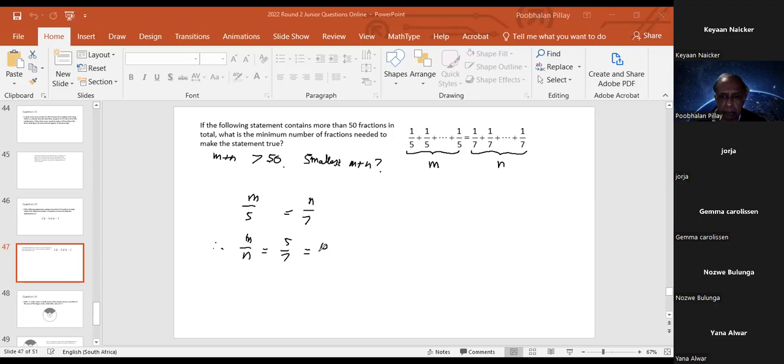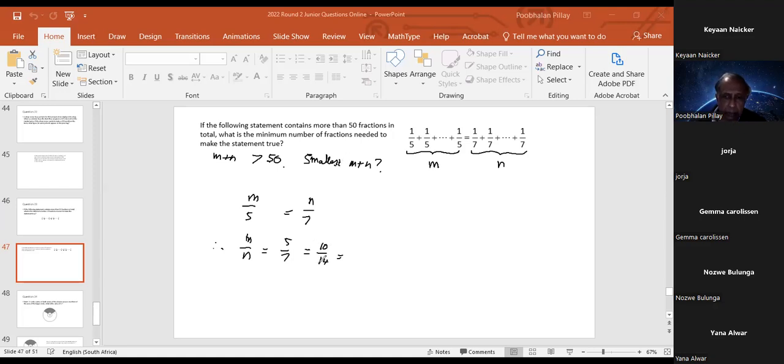So we can try all these various things. You can put 10 over 14. But here, the sum is 12. If m is 5 and n is this, we want m plus n to be greater than 50, you see. So now we are on our way, because we are going to try to find an m plus n that must be bigger than 50 and the smallest one.